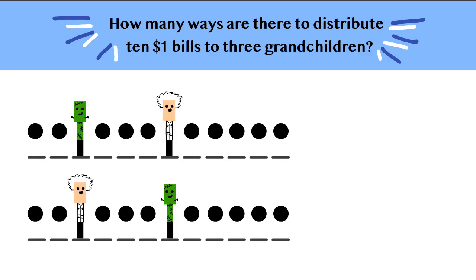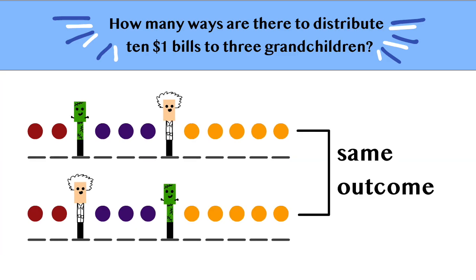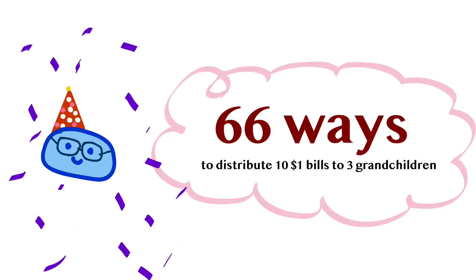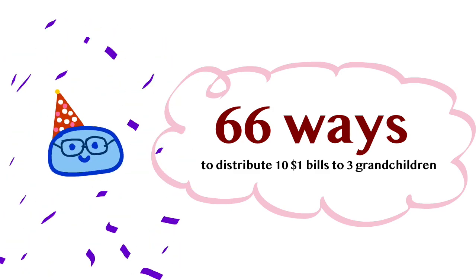Turns out, it doesn't matter to us if it's the monster or the scientist at each position. Ruby always gets the first part, Violet always gets the second, and Clementine always gets the last. Whether these Frankensteins are arranged like this or like this, we get the same outcome. This means that the 132 is double the correct answer because we counted every possible way twice. So to get the correct answer, we divide by 2. Congratulations, Bob. We found that there are 66 ways for you to divvy up your money to your 3 grandchildren.